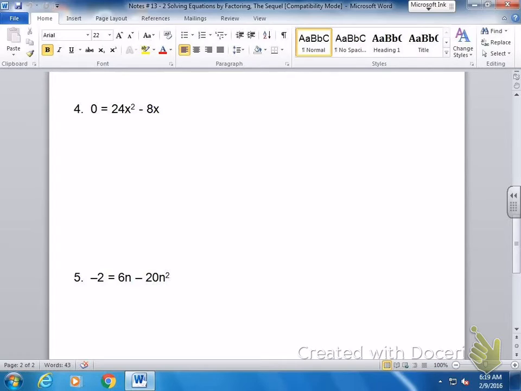Well, 24 and 8, I can take a 4 out of both. That's the GCF. And since they both have an x value, I can take out an x to the lowest power, which is this x here, x to the first. So I take my 4x and I divide both terms by it. 24 divided by 4 gives me 6, and x squared divided by x gives me x. 8 divided by 4 is 2, and the x's cancel. So I have 4x times 6x minus 2. Now, there's no more squareds left. There's nothing else to factor, so we can go ahead and solve this one.